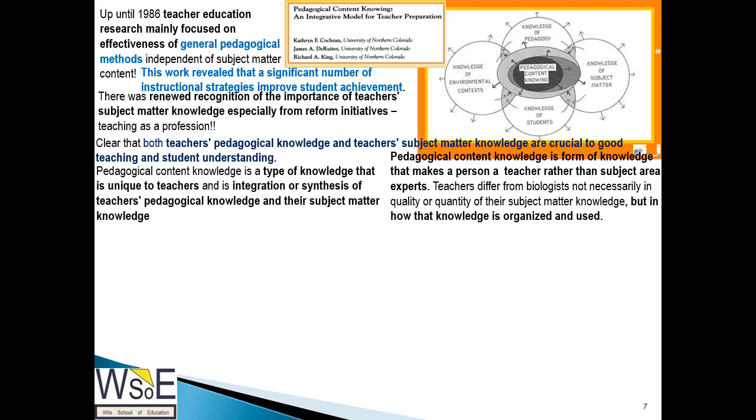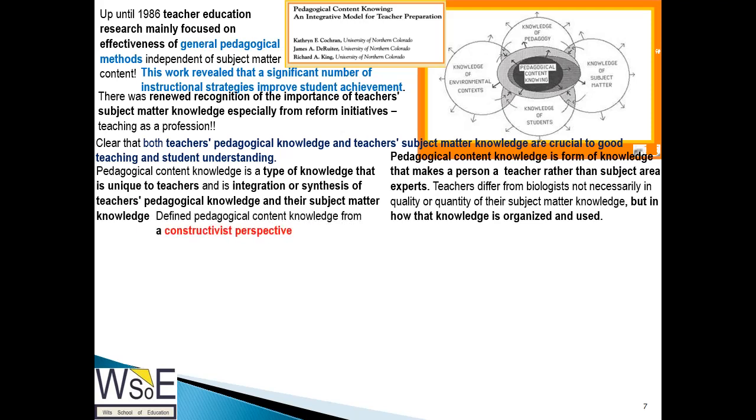Now, pedagogical content knowledge is a form of knowledge that makes a person a teacher rather than a subject area specialist. So a teacher will differ from a biologist, not necessarily in terms of the quality or quantity of their subject matter knowledge, but in how that knowledge is organized and used. So in a teacher's mind, that knowledge is organized and used for teaching purposes, and it's different in a biologist. It would be organized for research and so on.